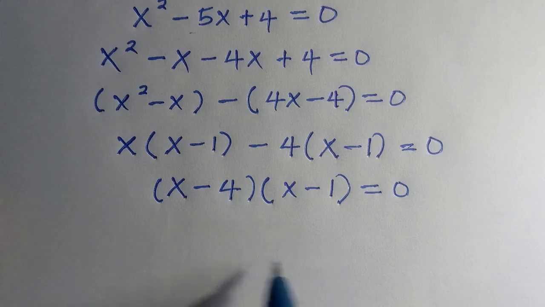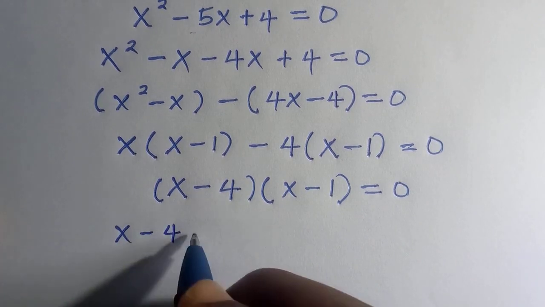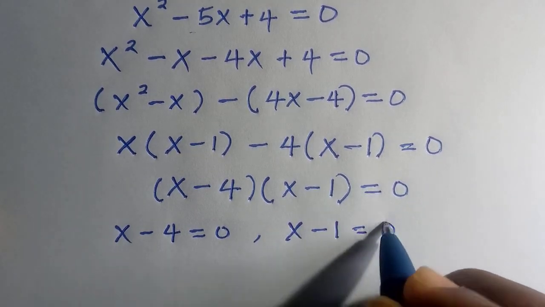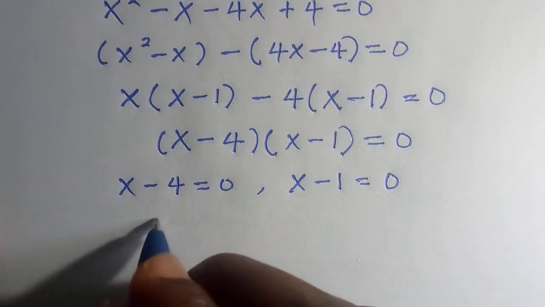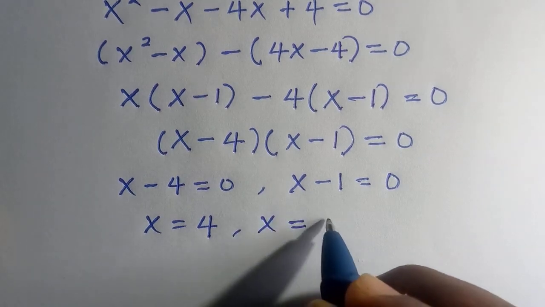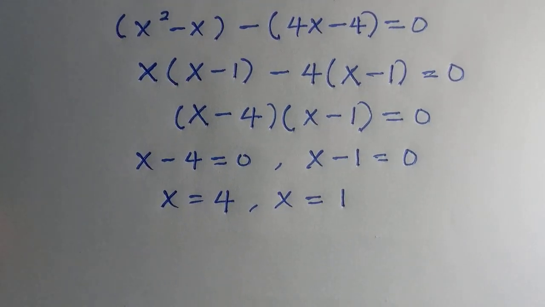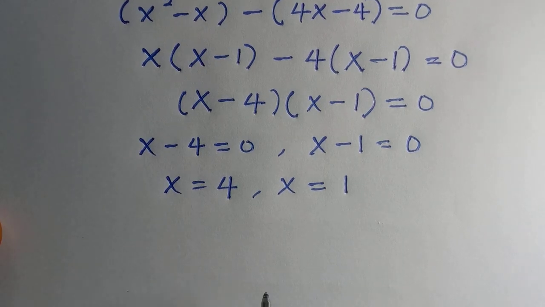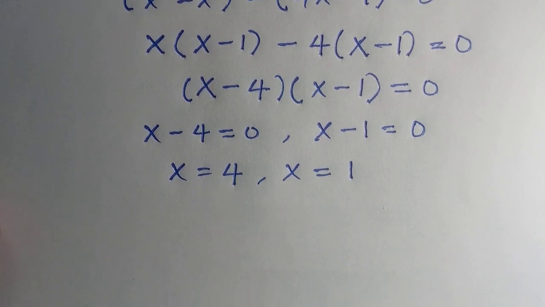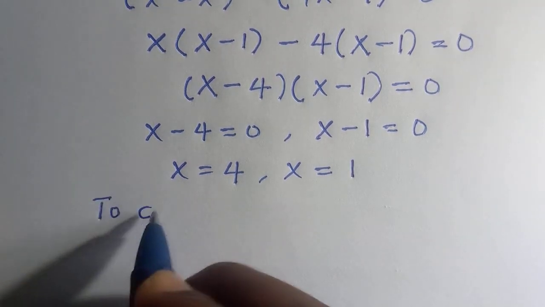To get the roots, we let this equal 0 and we let this equal 0. For the first one, x minus 4 equals 0. The second one, x minus 1 equals 0. So we have x equals 4 and the second is x equals 1. These are the two roots gotten from this equation. Now we must verify, because we can't just conclude that these two satisfy the given problem. So let's try to verify, or let's say to check.